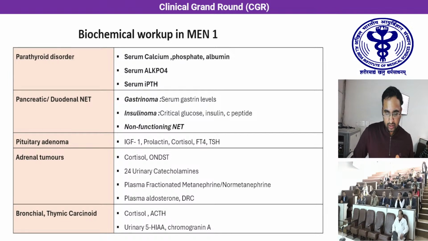For adrenal tumor, the screening of functional and non-functional adrenal tumors has to be done based on the measurement of cortisol or DST levels, 24-hour urinary catecholamines, and plasma fractionated metanephrine. And for the screening of primary aldosteronism, it is based on the assessment of aldosterone and direct renin concentration. Similarly, for the assessment of bronchial and thymic carcinoma, cortisol and ACTH screening has to be done.